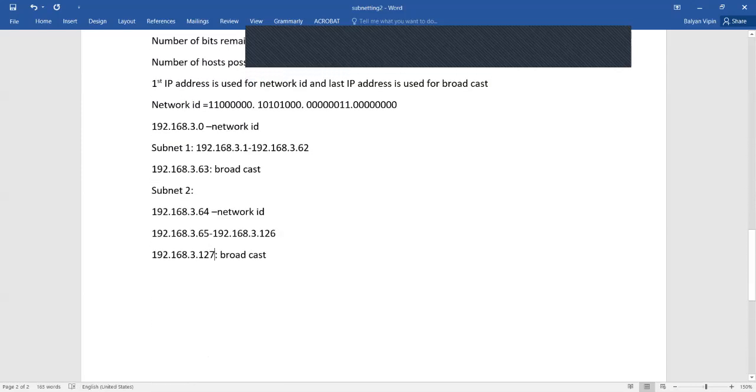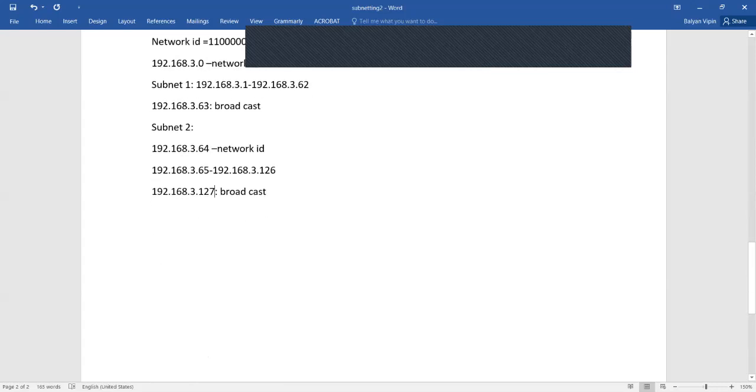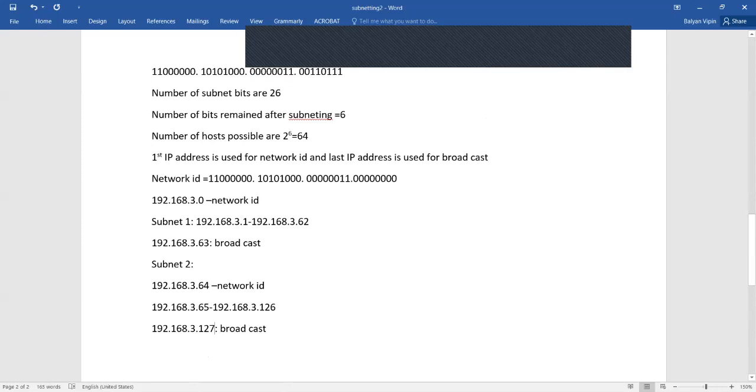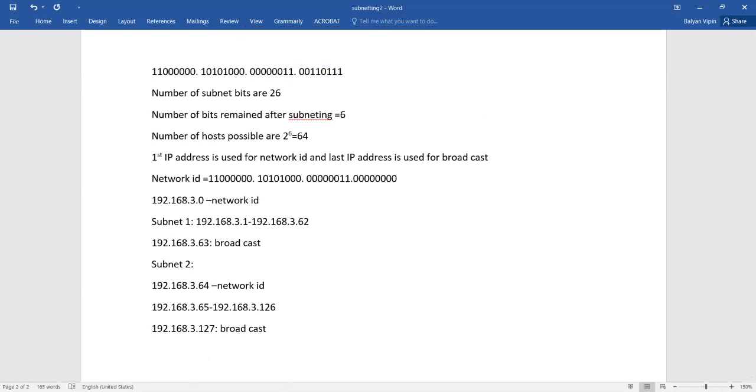So in this way your subnetting works. According to the number of subnet bits, whatever the number is, the remaining bits are used for the host. And 2 raised to the power of that number of bits is always the number of hosts which a network can accommodate.